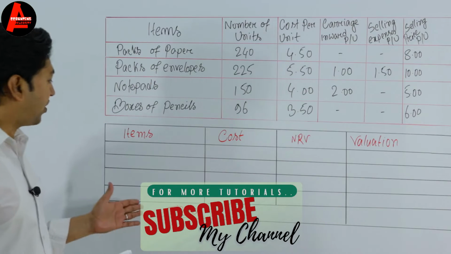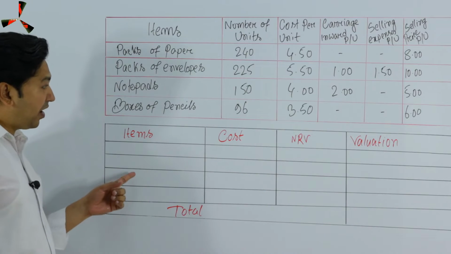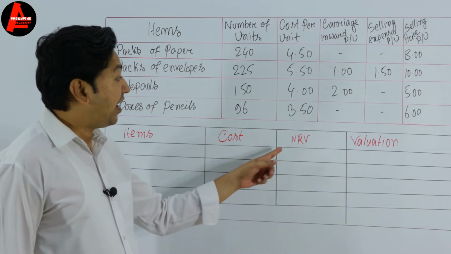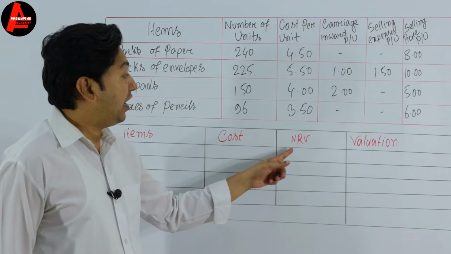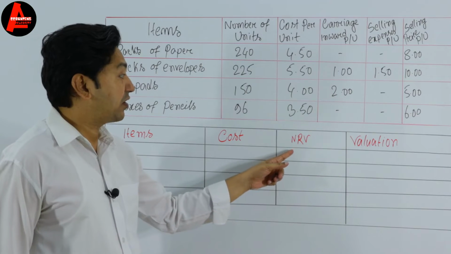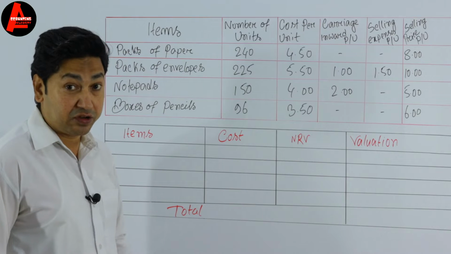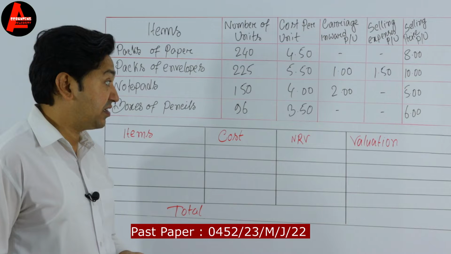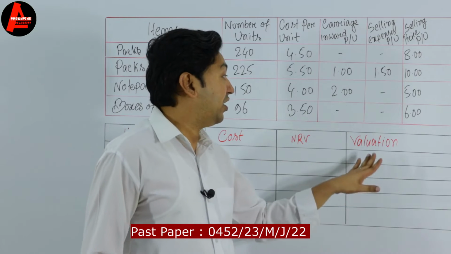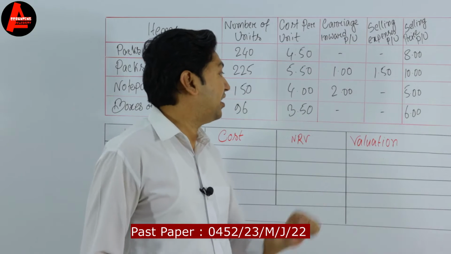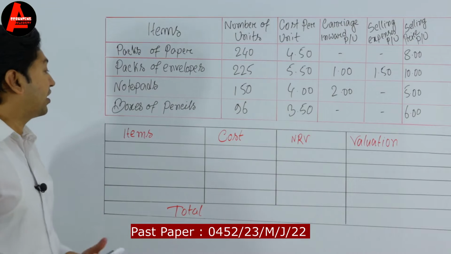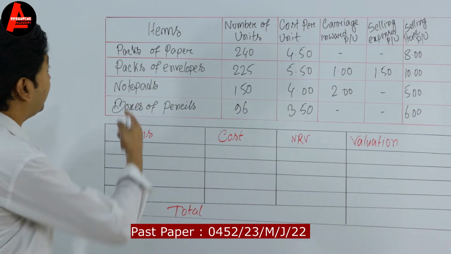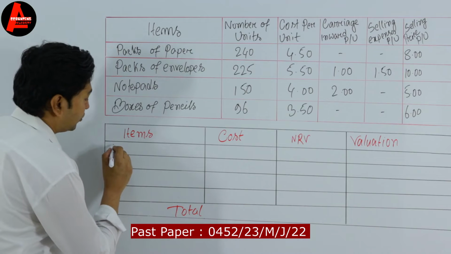And in this format where we'll answer, we'll write the items name here and we'll write the cost price and NRV, net realizable value. Net realizable value equal to selling price minus selling cost, or selling expenses. Then we will do the calculation in this column. Now, first of all, we will write the item's name. So here we have packs of paper.